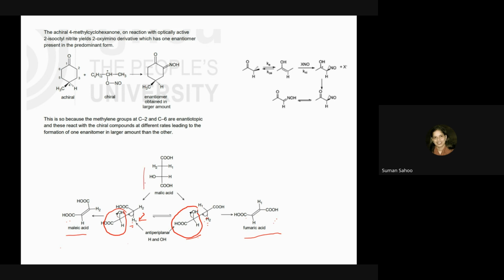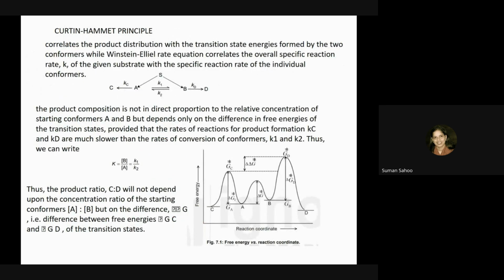That means from the same malic acid, which is present as two conformers, in your reaction mixture you have two conformers, so one is going to give you maleic acid and one is giving you fumaric acid. So these two are your diastereomers. How these are related and which one is going to give you more product is governed by one principle, that is your Curtin-Hammett principle.